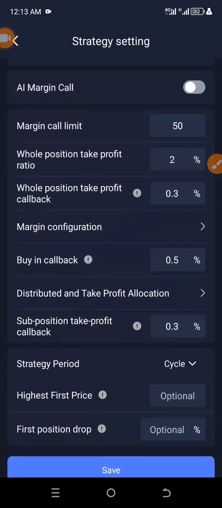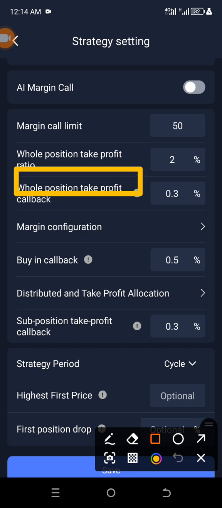Let me explain the whole position take profit ratio. It simply means how many percent do you want from this trade? This coin that you're using your money to trade, how many percent do you want from it? That's what it means. Now, whole position take profit callback. It simply means that when the market goes up, let's assume it goes up by 2%, the robot will not sell immediately. It will wait for the market to go further, maybe 2.2, 2.5, 10%.